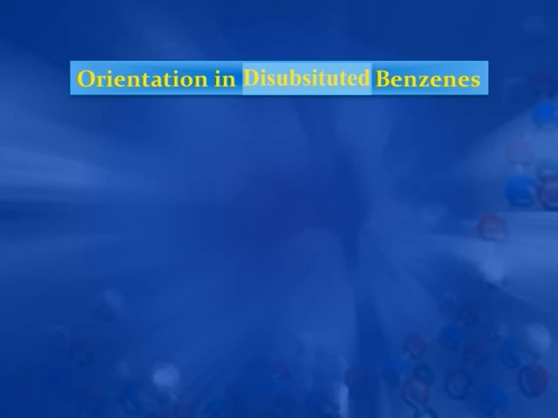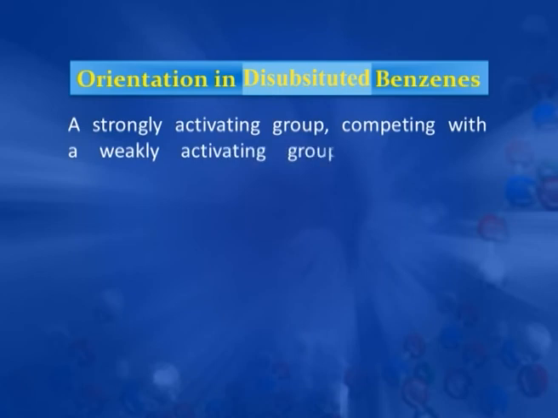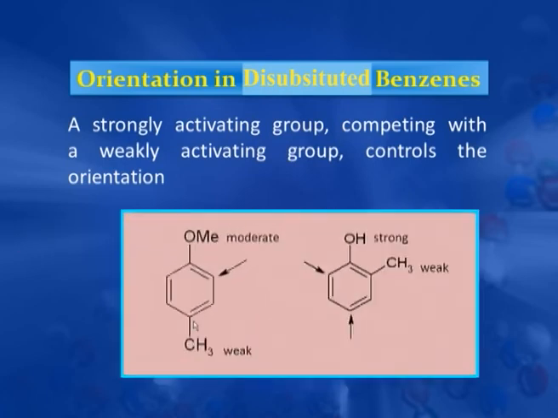Now, third case: when a strongly activating group competes with a weakly activating group, then the strong group controls the orientation. For example, we have this methoxy group and methyl group, where methoxy is moderately activating and methyl is weakly activating. So, the incoming group orientation will be governed by this methoxy group. So, the incoming group will come ortho and para to this methoxy. The para position is already blocked, so the incoming group will come ortho to this methoxy group.